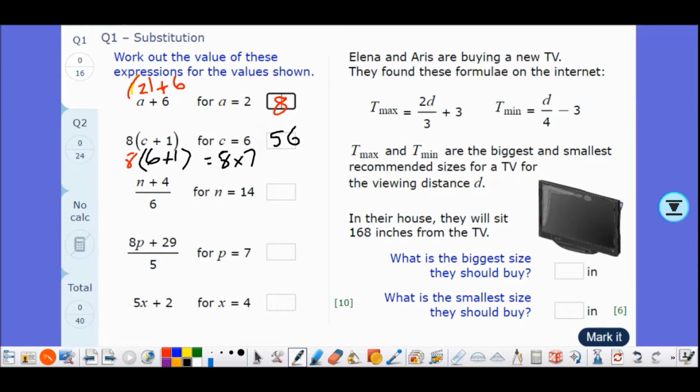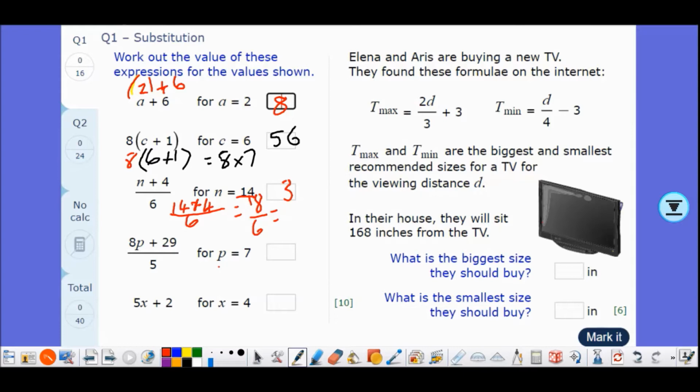Okay, substitute the value in 14 into where n is. So that's going to be 14 plus 4, okay, divide by 6. 14 plus 4 is going to give me 18. 18 divided by 6 is going to give me 3.